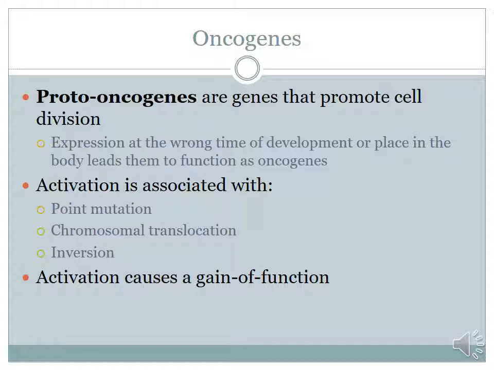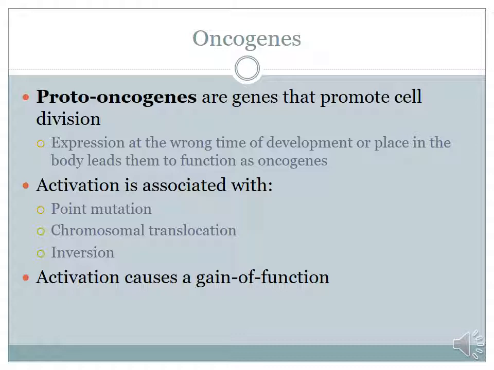Genes that normally trigger cell division are called proto-oncogenes. They're active where and when high rates of cell division are necessary, such as in a wound or in an embryo. Now, when the proto-oncogenes are transcribed and translated too rapidly, or frequently, or perhaps at the wrong time in development, or at the wrong place in the body, they function as oncogenes.